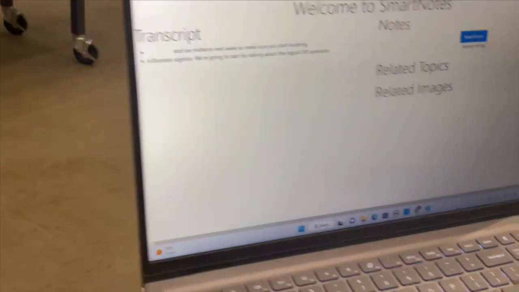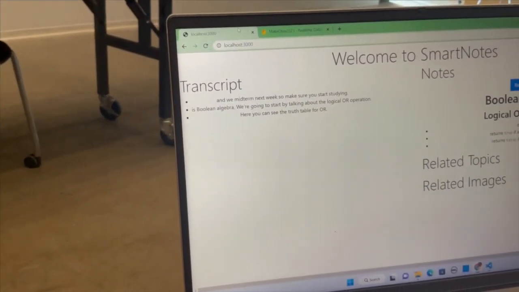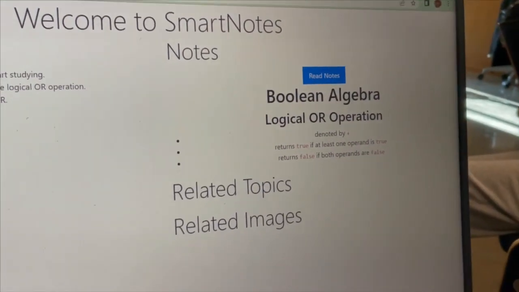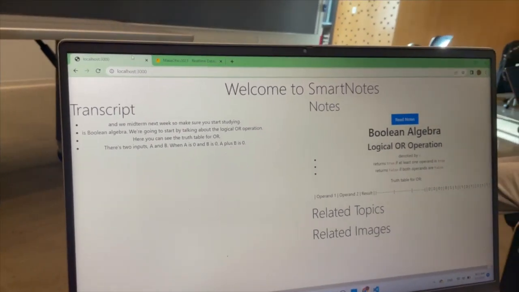Here you can see the truth table for OR. It's two inputs, A and B. When A is 0 and B is 0, A plus B is 0. When A is 0 and B is 1, A plus B is 1. A is 1 and B is 0.